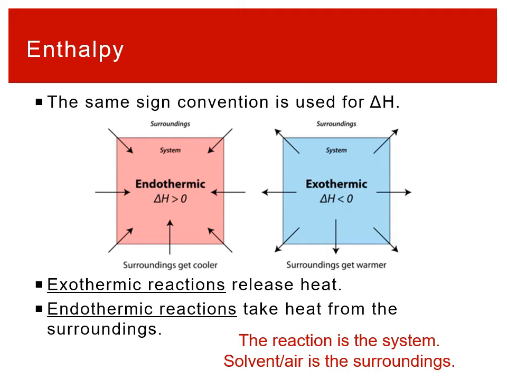And the sign convention that we use, we've seen before, is that exothermic reactions release heat and delta H will be negative. Endothermic reactions take in heat and delta H will be positive. In this case, the reaction is always the system, and the solvent or air or whatever you're doing the reaction in is always going to be the surroundings. And so heat in is always positive, heat out is always negative.